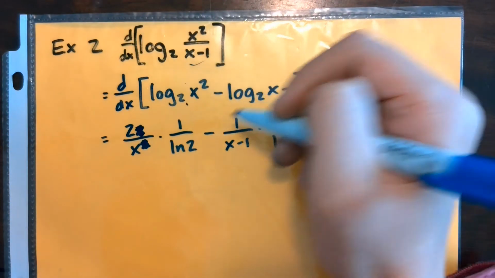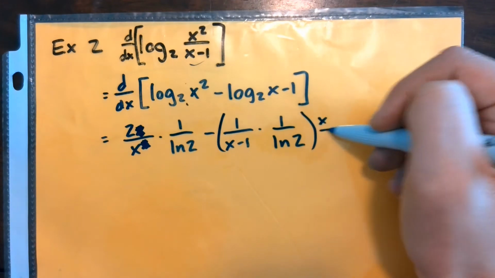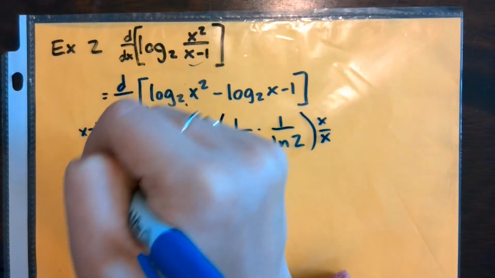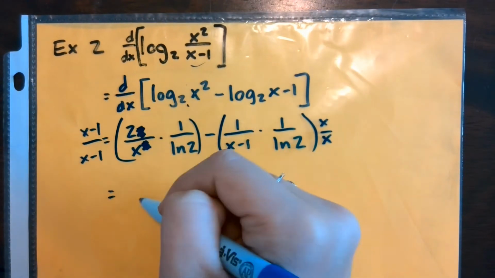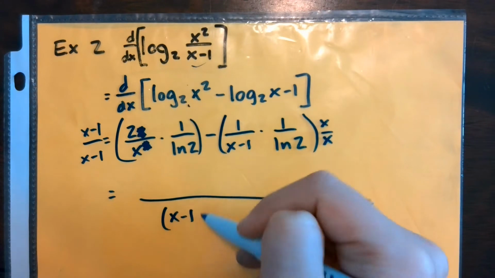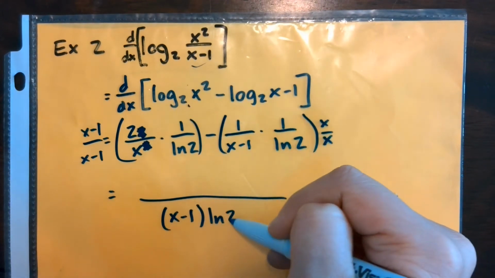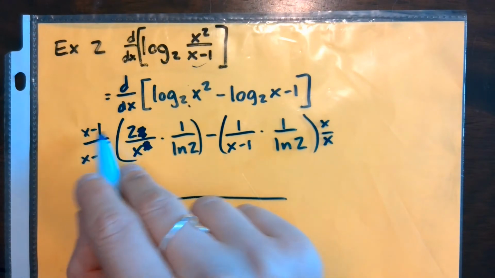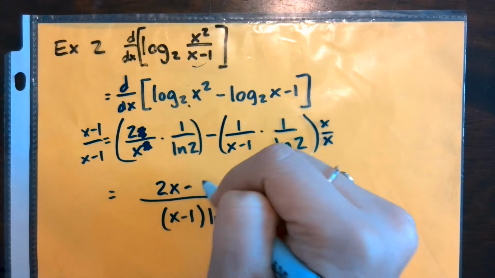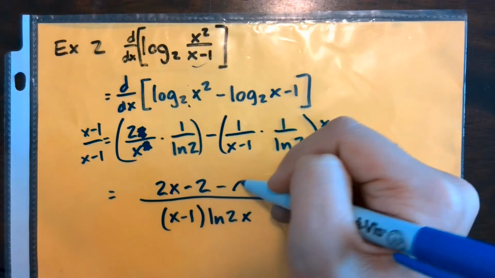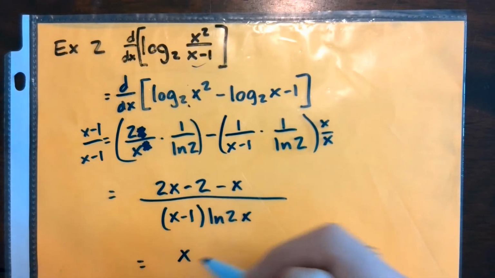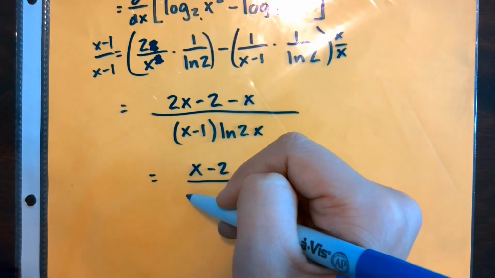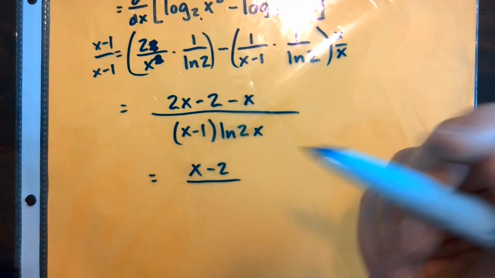So just getting a common denominator by multiplying this fraction over here by x over x. We're going to multiply this fraction over here by x minus 1 over x minus 1, so that we just have this large fraction, no matter what order we're in here. And then in the numerator, we're going to have this 2x minus 2, and then minus x. So an x minus 2 over, I guess you could distribute that x, I don't know.